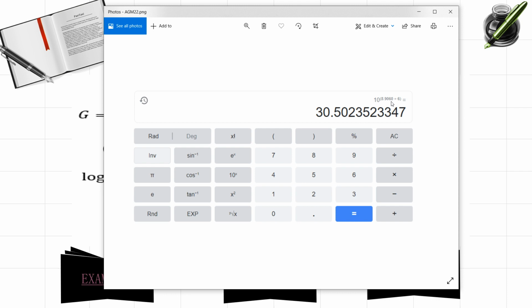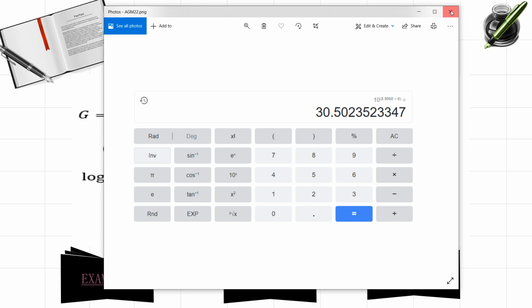Now if you want to find out the anti-logarithm for a ratio as I did here, then you can use this function. First click on that function, open the bracket, give the ratio for which you wanted to find out the anti-logarithm and close the bracket. Press equal to, which gives you the final answer. Here you can observe 30.50 is the answer.